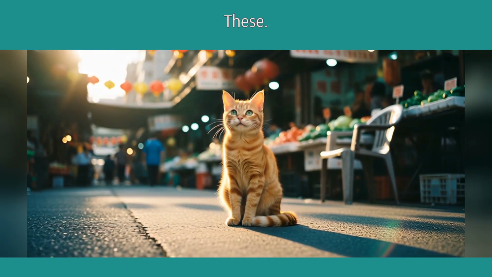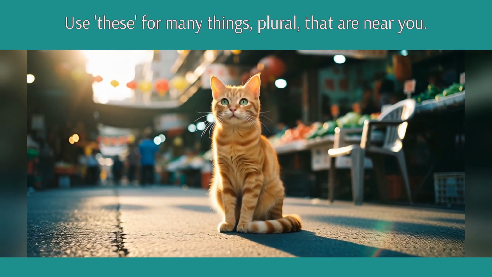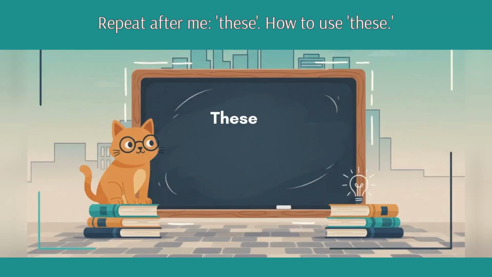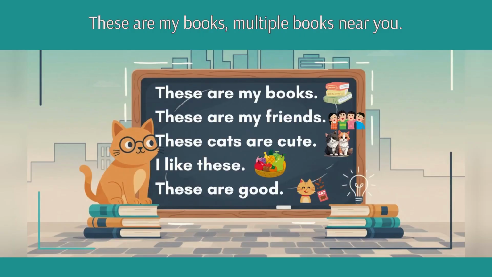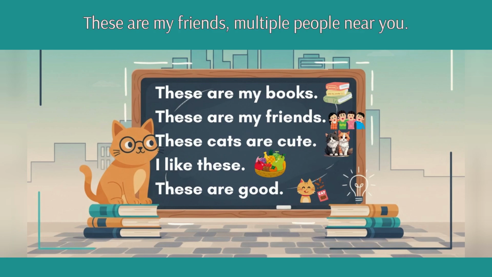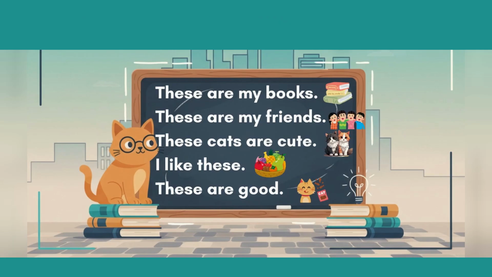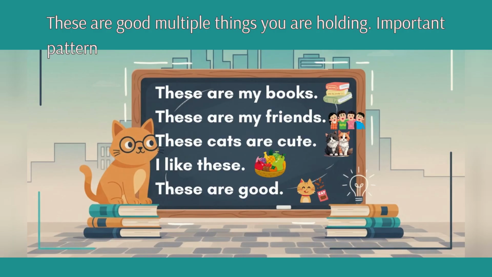Third word, these. Use these for many things, plural, that are near you. Repeat after me, these. How to use these. These are my books. Multiple books near you. These are my friends. Multiple people near you. These cats are cute. Multiple cats nearby. I like these. Multiple things near you. These are good. Multiple things you are holding.